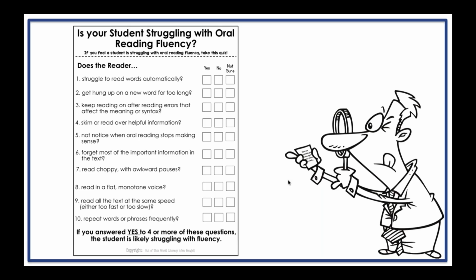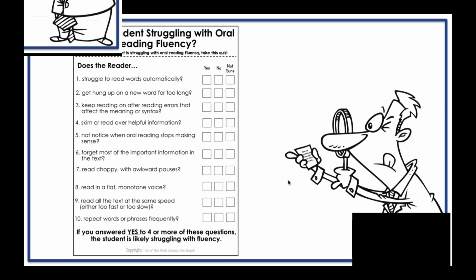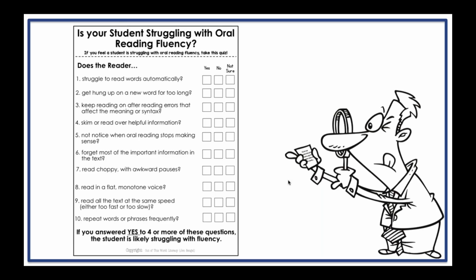Or they keep reading on after they make an error that affects the meaning or the syntax, which is the sentence structure of the text. So if they just keep right on reading and they don't notice that they made this error that affects the meaning, then that's a sign they're struggling with fluency too. Or they skim or read over helpful information, like they completely miss that that was a really helpful piece of information. They skim right over it. They do not notice when oral reading stops making sense. They forget most of the important information in the text.